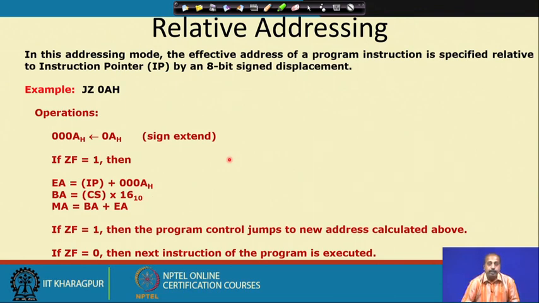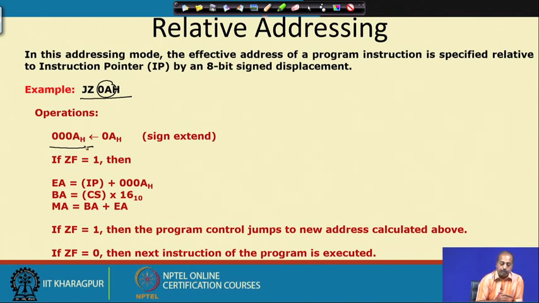Next we look into relative addressing. Relative addressing means with respect to the current program location. We are trying to update the instruction pointer to go to the next instruction. So, the effective address of a program instruction is specified relative to the instruction pointer by an 8-bit signed displacement. It is like this: JZ 0A hex. First of all, this 0A hex will be sign extended, so it will become a 16-bit value.